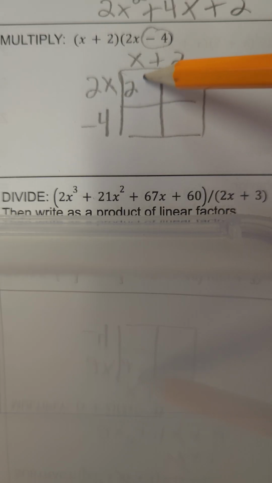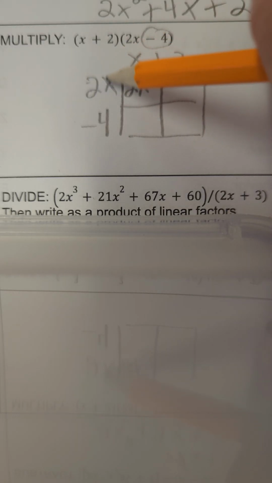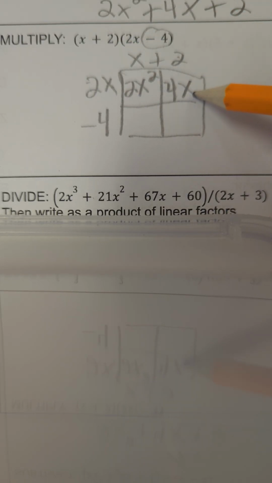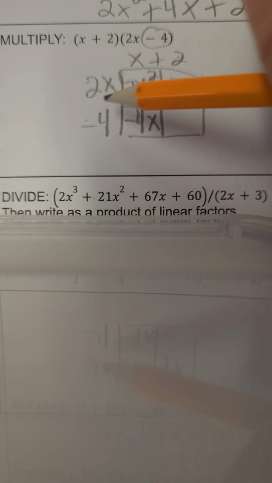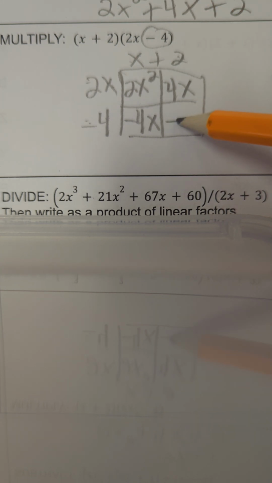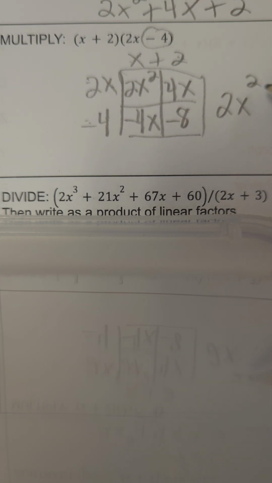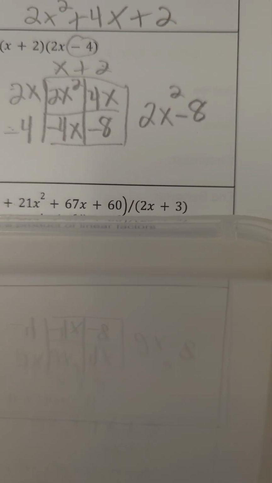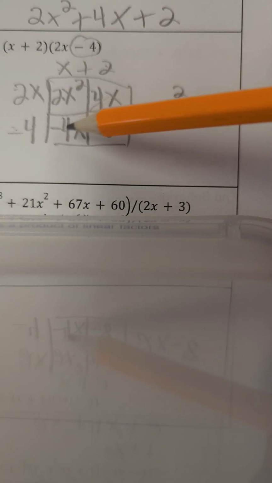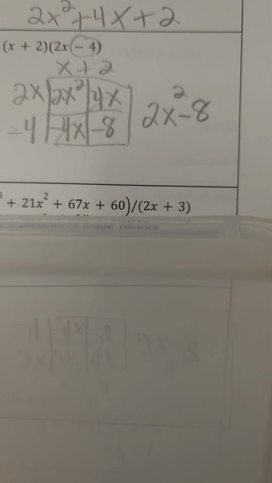2x times x is 2x squared. 2x times 2 is 4x. Negative 4 times x is negative 4x. Negative 4 times 2 is negative 8. So my final answer is just 2x squared minus 8, because the positive 4x and the negative 4x end up adding up to 0 at the end.